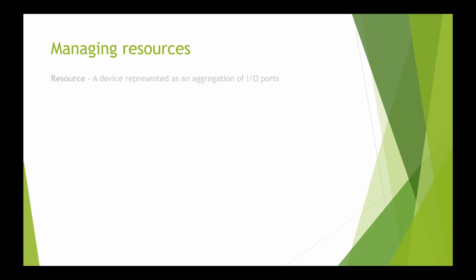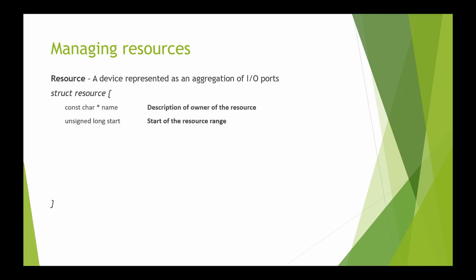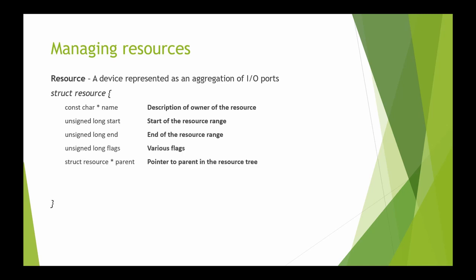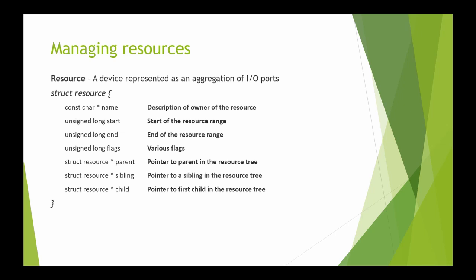More formally, a resource is a device represented as an aggregation of I/O ports. Linux represents these resources as a struct resource. The struct resource keeps track of several data, including the name of the owner of the resource, the address of the first port of the resource, and the address of the last port of the resource, some flags, a pointer to a parent resource, a pointer to a sibling resource, and a pointer to a child resource. As you can see from these variables, the resources are aggregated into a tree.